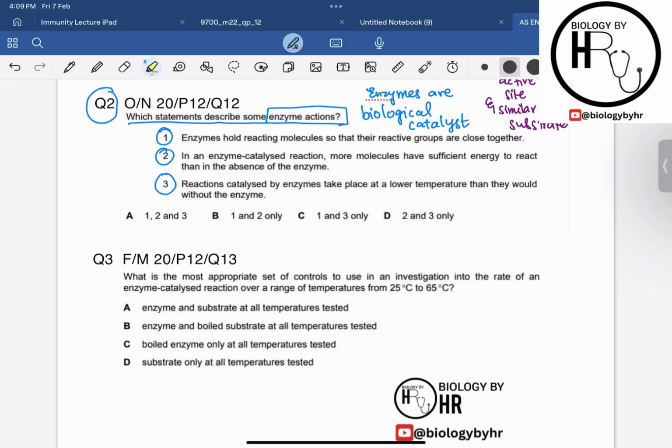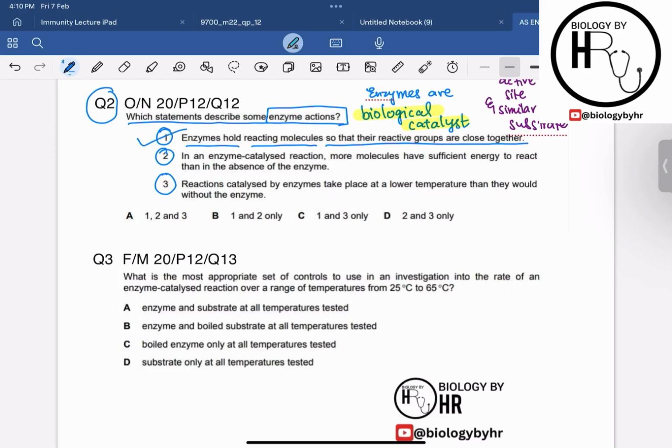So they are acting as a biological catalyst. We have to remember this statement. Now let's read statement 1 over here. It says that enzyme holds the reacting molecules so that their reactive groups are close together. Yes, this statement is absolutely correct.